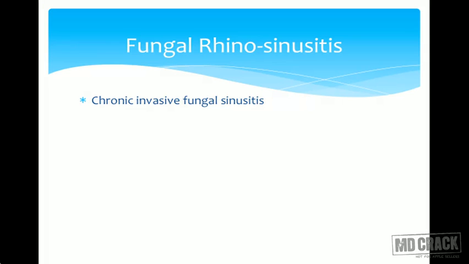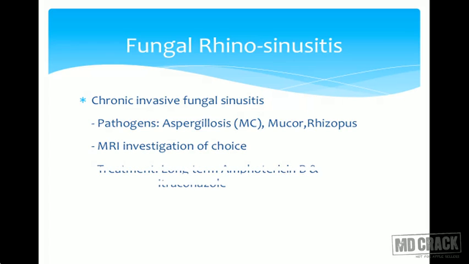Now, fungal rhinosinusitis. There are 4 types of fungal rhinosinusitis. One is the chronic invasive fungal sinusitis. Another one is acute fulminant. Third one is allergic fungal rhinosinusitis. And fourth one is a fungal ball. We will talk about each one individually.